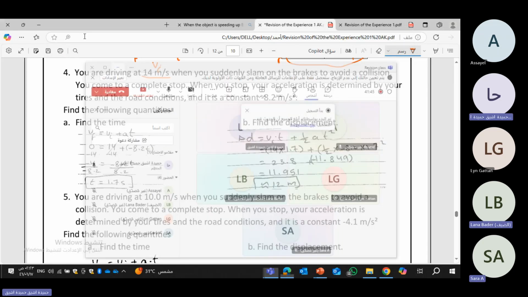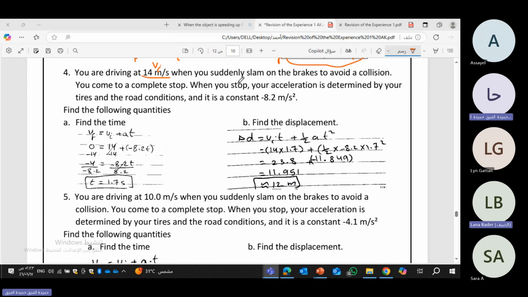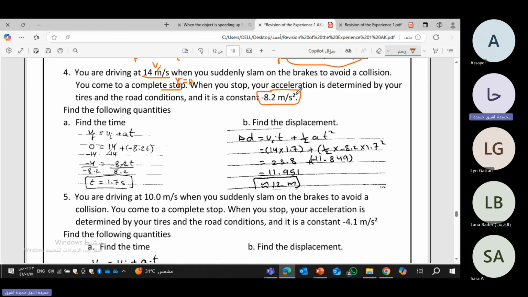You are driving and then suddenly you stopped. So this is V final. V final is what? Zero, because you stopped. V final 0. And then you have acceleration negative 8.1 meter per second. How do you know this is acceleration? Because it's meter per second squared. These are the givens.